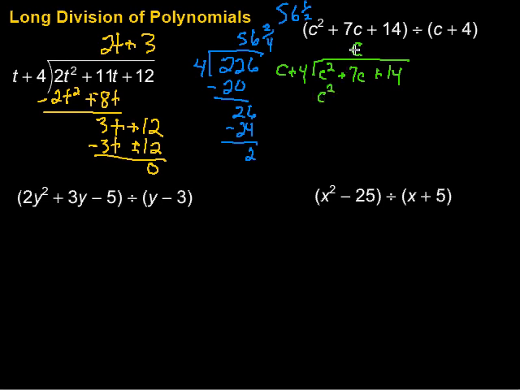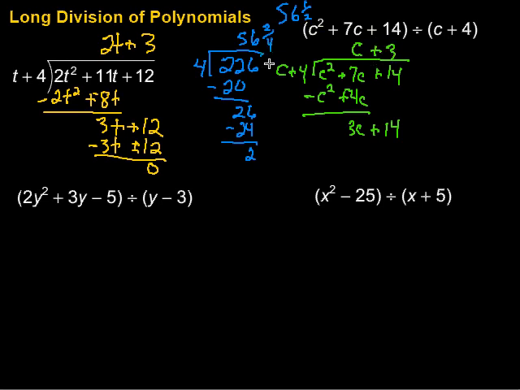c times c is c squared. Then c times 4 is 4c. Okay, then distribute the negative through. So negative c squared, negative 4c. That's 0. 7c minus 4c is 3c. Okay, bring down the 14. Alright, like so. Then, what times c gets me 3c?